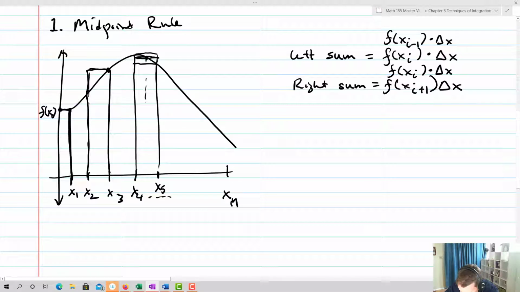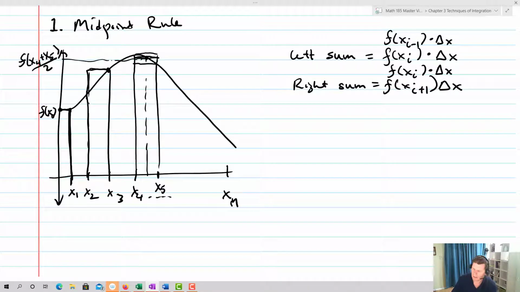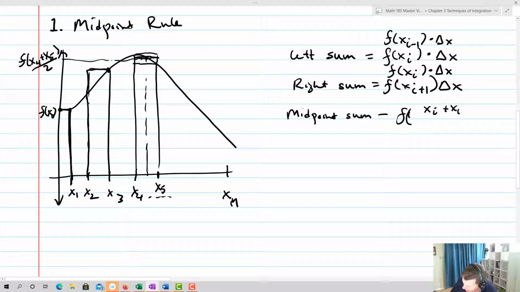All right, so I'm going to choose the midpoint there to find my value for f. So this is going to be f of (x4 + x5)/2. Basically it's going to be the midpoint of those two points, and then I'll evaluate it at my function f(x). All right, so my midpoint sum is going to have values of, and we'll write it like this, f of (xi + xi+1)/2.